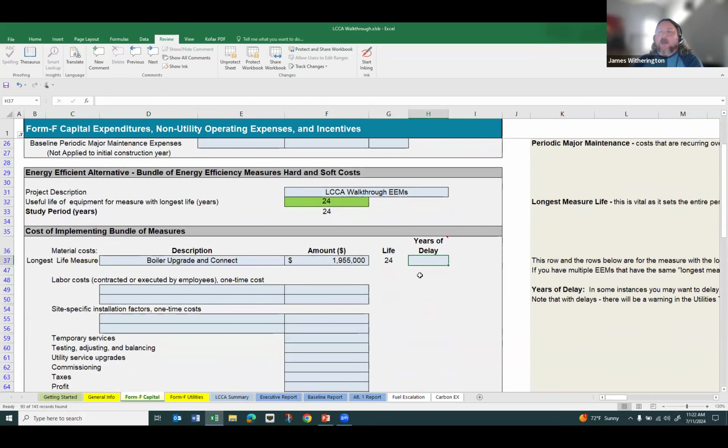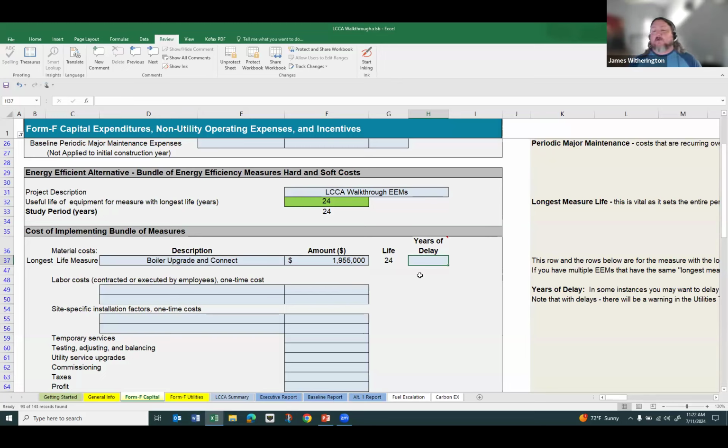Do note that we have received notification that there are some issues with the delayed energy cost savings piece, which we'll get into in the utilities tab next. We are currently working through that right now. If you are trying to enter years of delay or delayed implementation, the form is not currently working the way it is intended to. We are working to fix that, and as soon as we have that fixed, we will let everyone know. We'll send out an email notification.